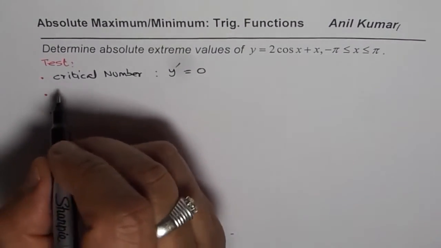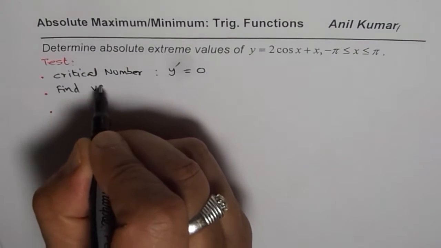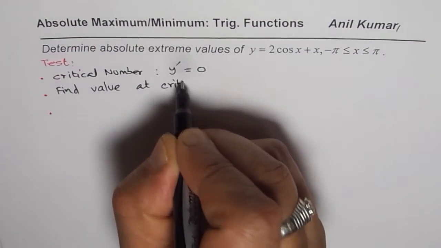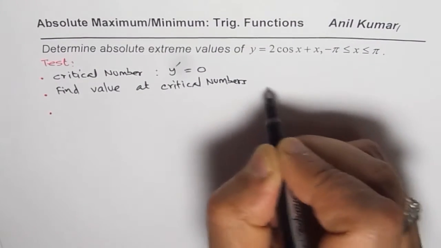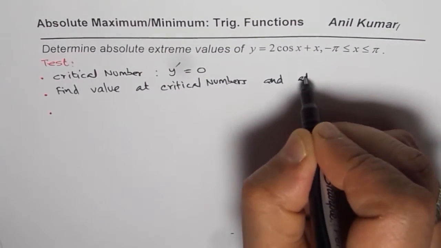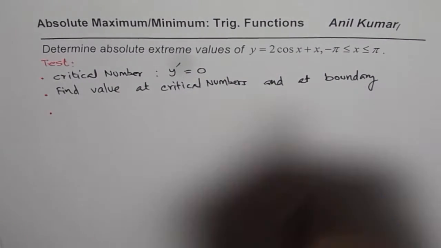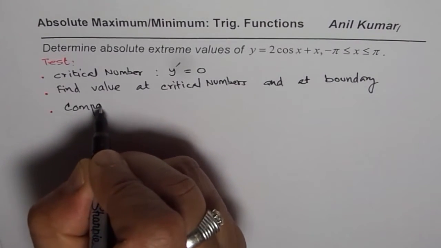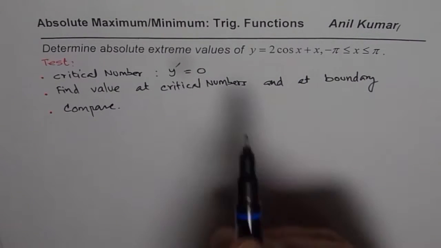So the second step is to find the value at critical numbers, right? And at boundary conditions. And third is just compare, right? Then just compare and write your answer. So these are the three basic steps. Let's begin by finding the critical numbers.